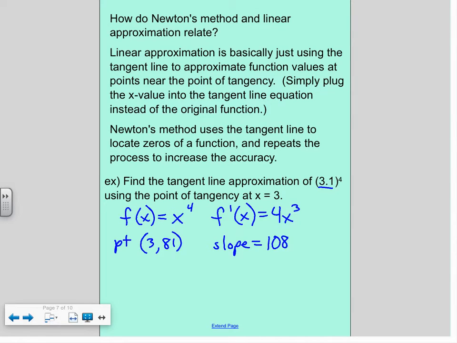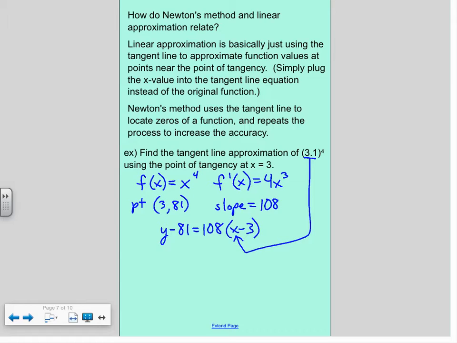So our tangent line equation then is y minus 81 equals 108 times x minus 3. Now, how do we use this for tangent line approximation? We're not trying to find where y is 0. We're trying to find what y is when x is 3.1. So you're actually going to plug this 3.1 in for x in your tangent line. So you end up with y equals 108 times 3.1 minus 3 plus 81.